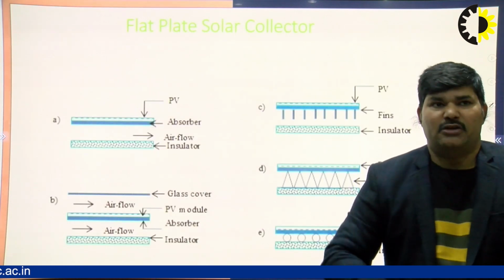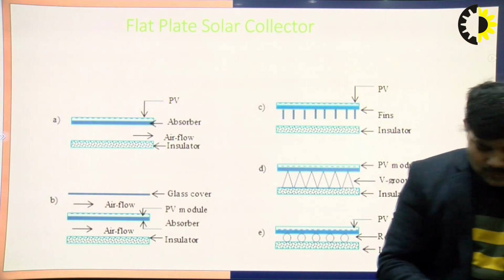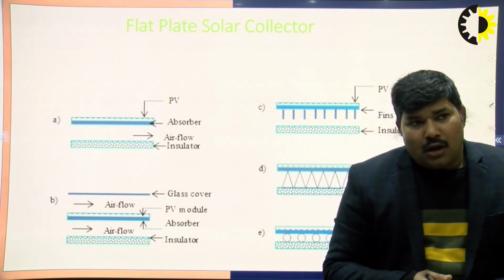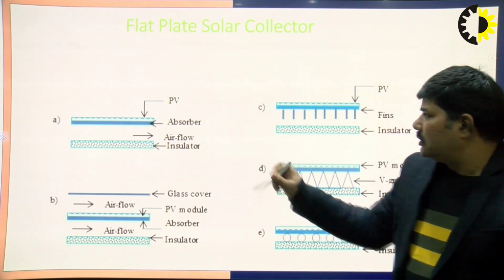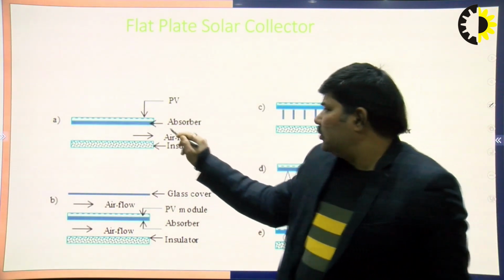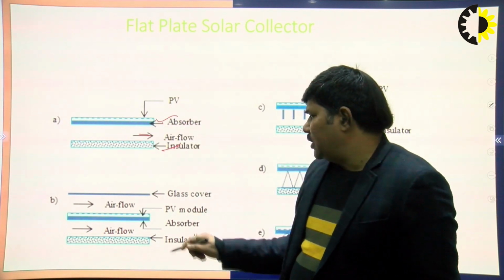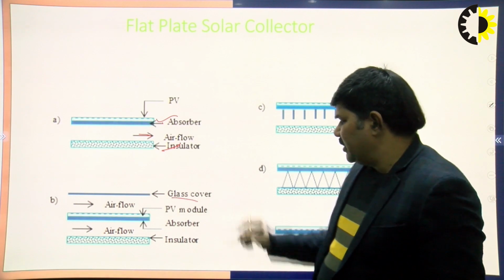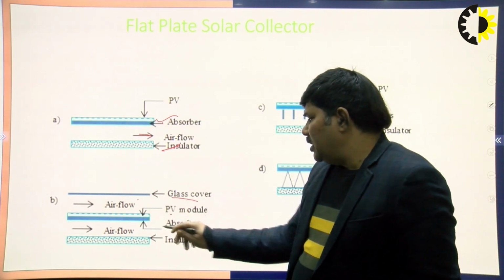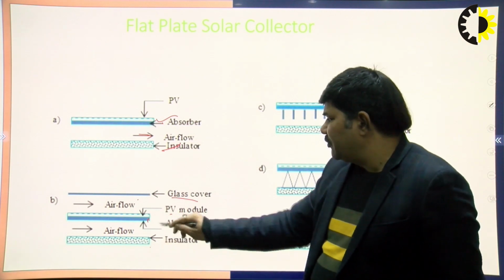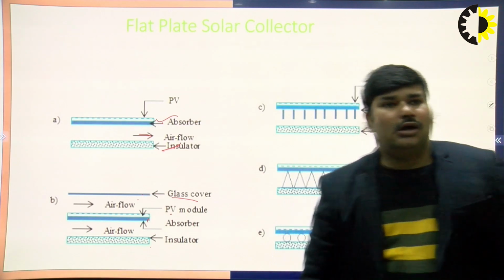So in flat plate solar collectors, you can see different types of flow. In one, the PV absorber is there, then the airflow inside the insulator is there. Again, the glass cover. In the second case, the glass cover is there, airflow inside the PV mount, then the absorber, and here the difference is that only the glass cover is put on the upper side of the absorber.